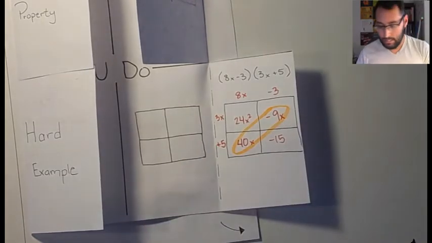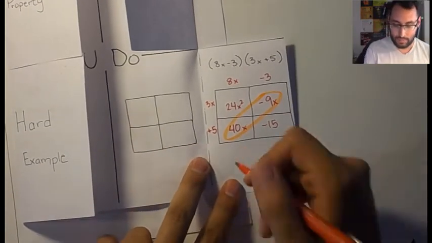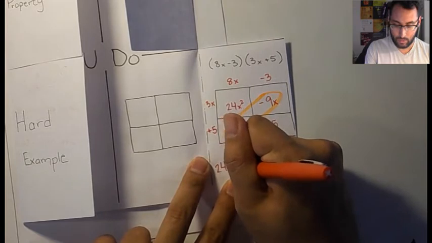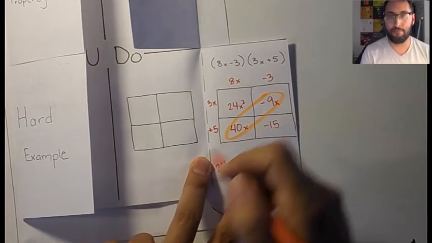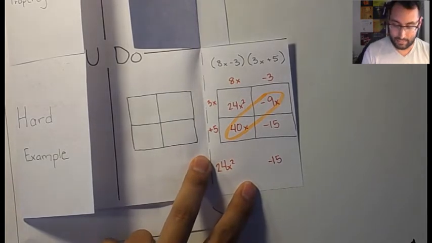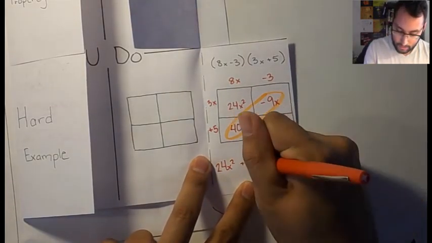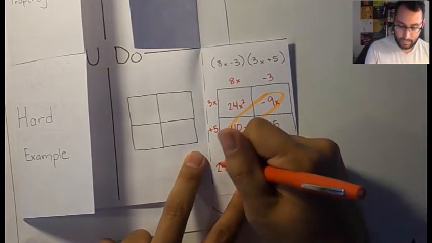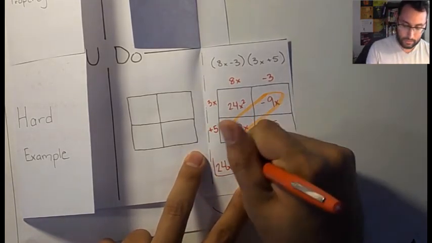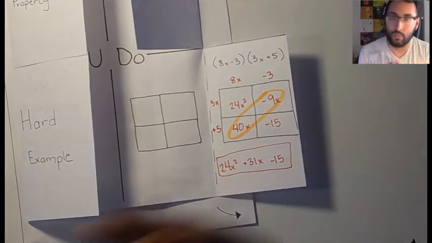So I'm going to rewrite the things that we're not combining. So we're going to put 24x squared. That's our highest degree. Negative 15 on the back. And 40x minus 9x is a positive 31x. Yeah, it looks good. And that is our final. So pretty much just double distributing, but it's just a different way of organizing.